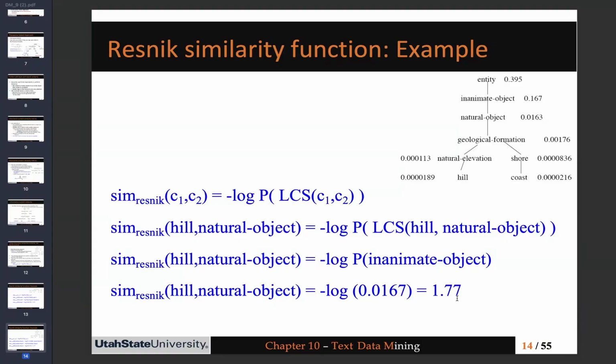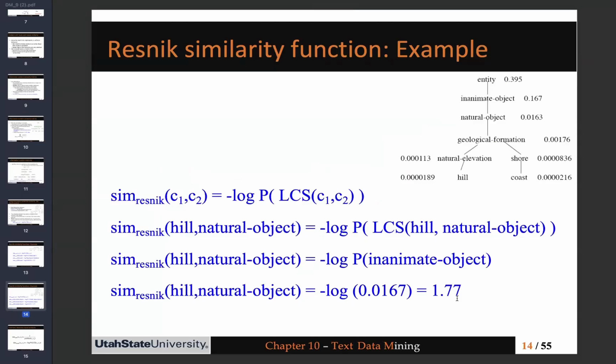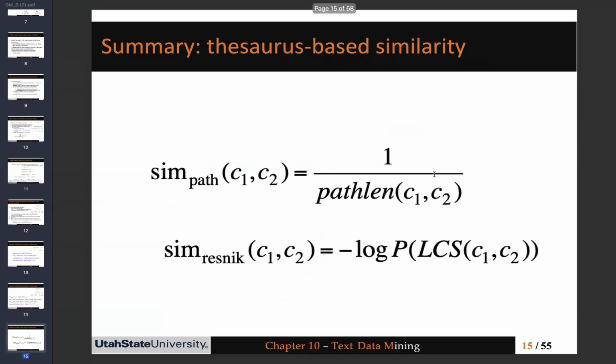So we can clearly say that hill and natural object here are less similar than hill and coast, which makes a lot of sense even by the look of the tree and the hierarchies over here. So in other terms, the similarity used in Resnik takes into consideration not only the hierarchy of the words in the tree, but also their relative importance based on how many words are underneath their structure, right? So how many words are under their umbrella here. Okay, so summary so far. So we talked about two different similarities.